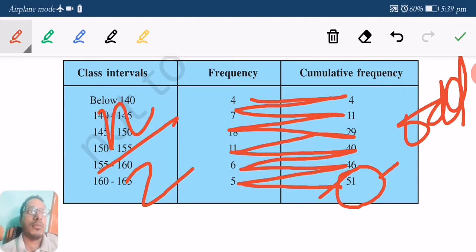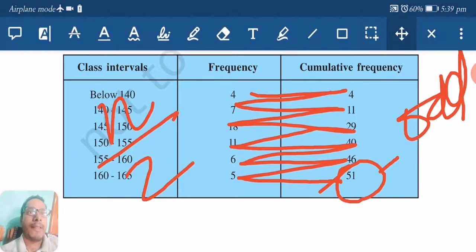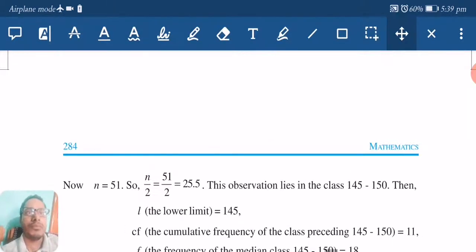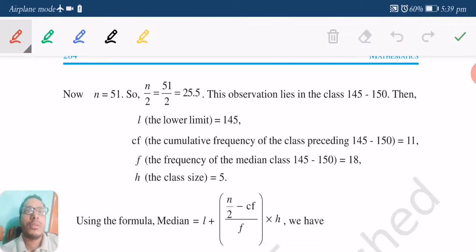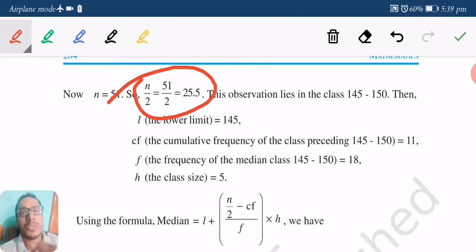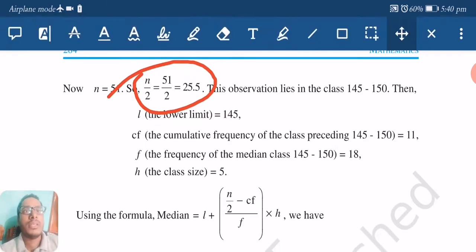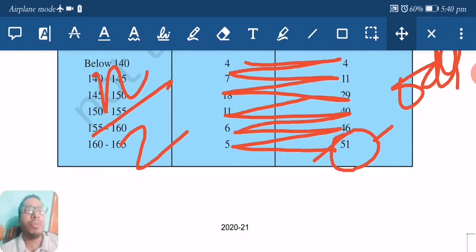25.5. Just check this out. So n by 2 is 51 by 2, which is 25.5. Now from this value 25.5, we have to check which is the median class.